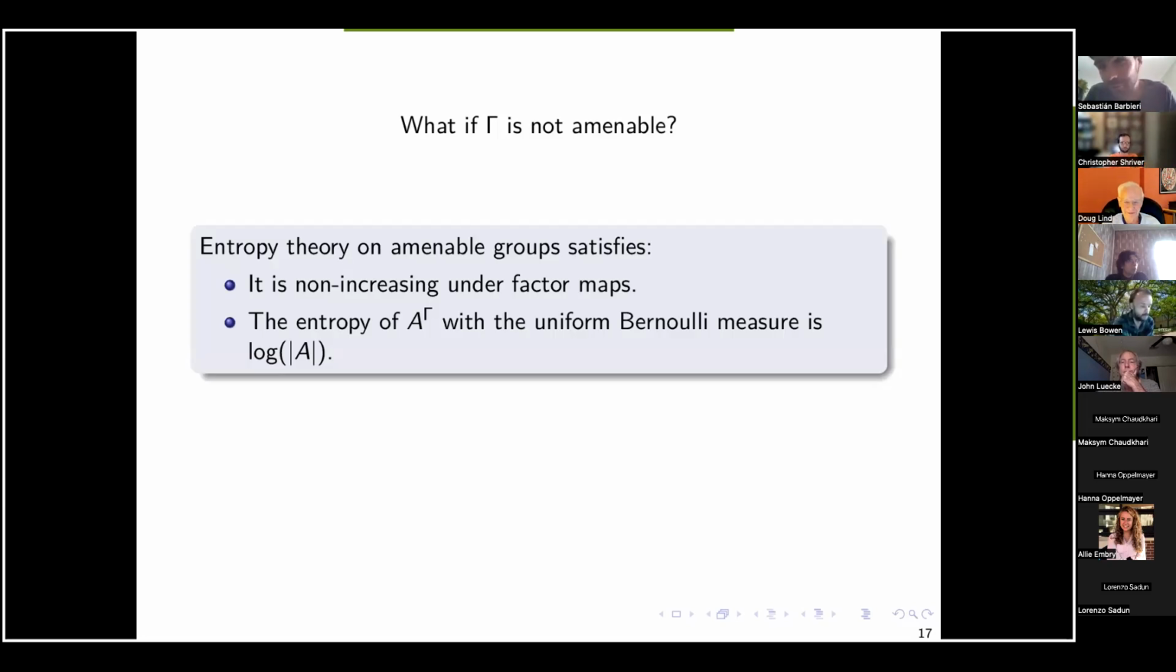Entropy theory on amenable groups is quite nice because it satisfies two very beautiful properties. One is that if I have a factor map, then entropy does not increase. Second, the entropy of the full shift is log of the size of A. That's just a simple computation.